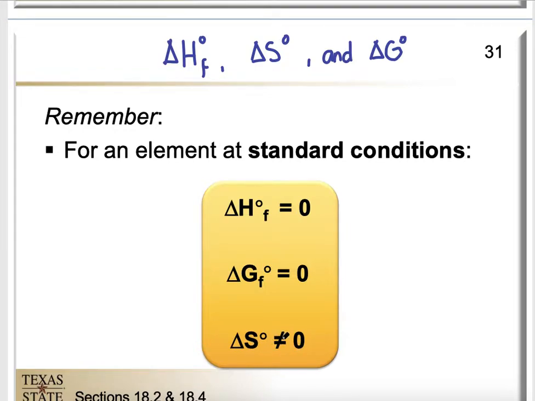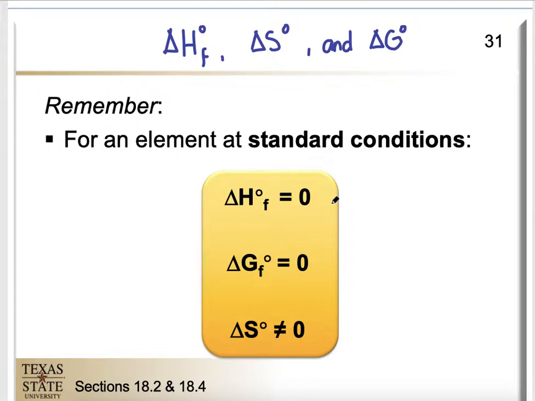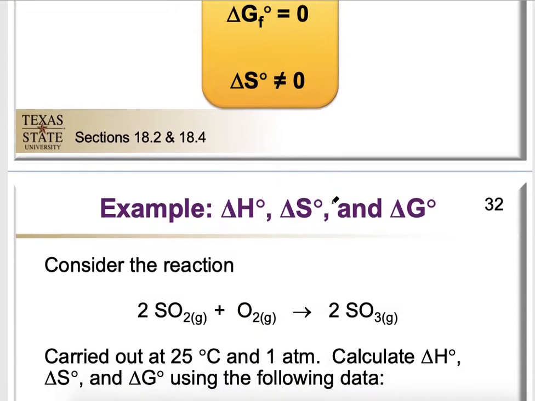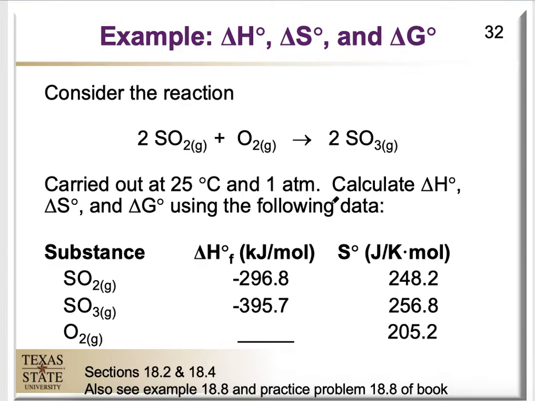Therefore, we're not talking about the conditions at which entropy would be equal to zero. So just remember that again, the entropy would be not equal to zero, but the other two will be equal to zero for an element in its elemental form. All right, let's go ahead and do some examples.